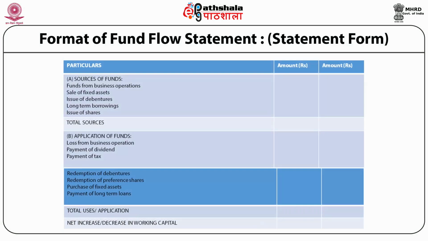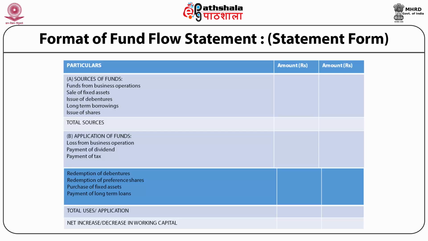The statement form of the fund flow statement is given here. It is divided into two parts. Part A is related to sources of funds and part B is related to application of funds. Sources of funds include fund from operation, sale of fixed assets, issue of debentures, long-term borrowings, and issue of shares.